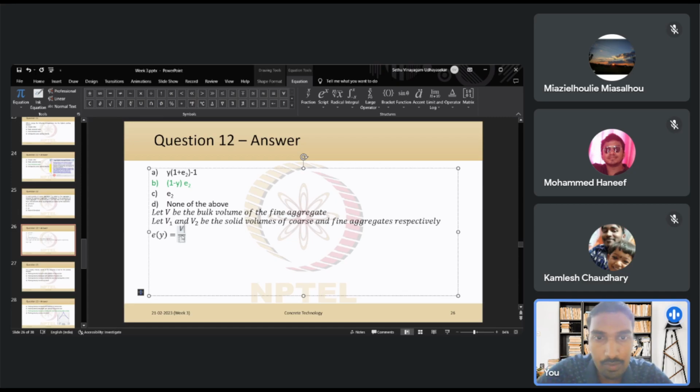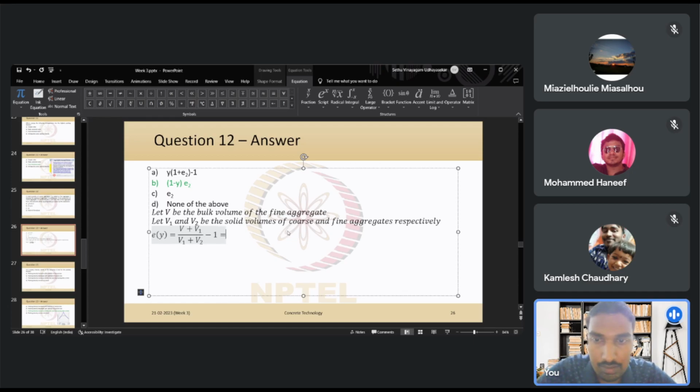For the bulk volume of fine aggregate, we said it is V, whereas for the coarse aggregate it will be V1, because we are adding a small quantity of the coarse aggregate. So the bulk volume is going to be almost the same as the solid volume. So the total bulk volume is V plus V1, divided by the solid volumes, V1 plus V2, that is the total solid volume, and this minus 1. So this is by definition the void ratio: total volume by the solid volume minus 1.